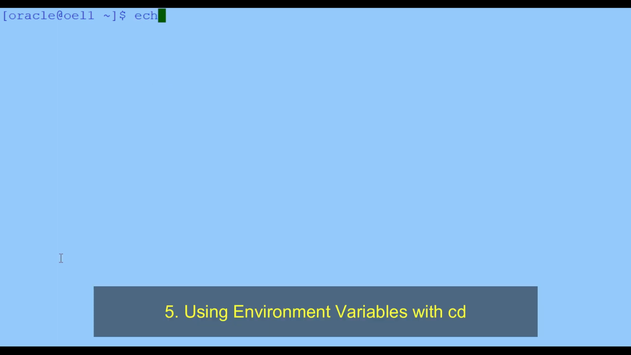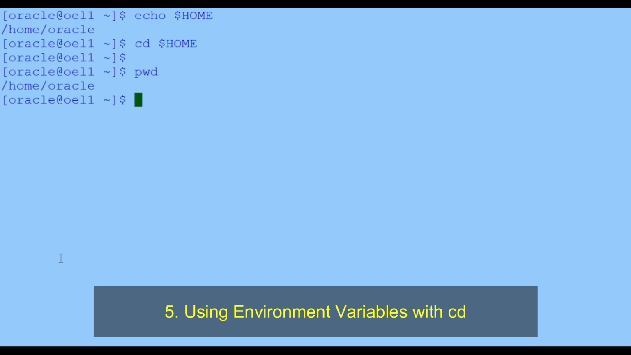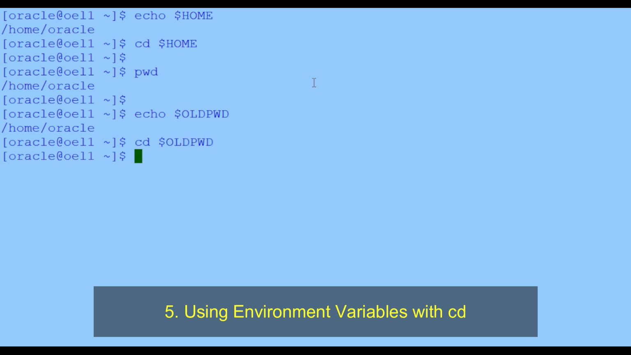Environment variables can make navigation easier. For instance, the command echo $HOME is displaying the value in the environment variable HOME. The cd $HOME command will take you to your home directory because $HOME is an environment variable that points to it. Similarly, you can use $OLDPWD to move to the last used directory. cd $OLDPWD is equivalent to using cd -.